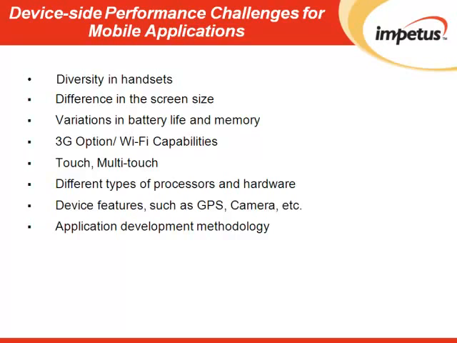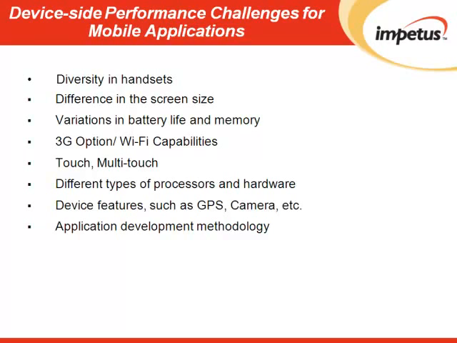I'd like to now ask you all a question that you can actually see on the right portion of your screen. We would like to know, what has been your biggest challenge in device-side performance testing? Your options are diversity in handsets, the difference in screen size, variations in CPU and memory, device features such as GPS, camera, etc., and application development methodology. We would love your input, and you can choose more than one answer, and you have a total of 30 seconds to respond now.